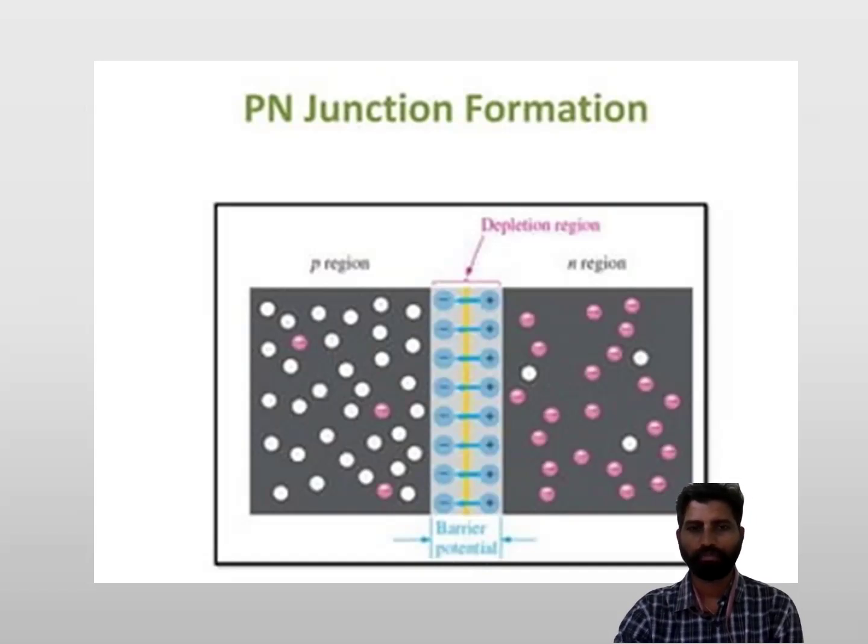So when the P region and N region are placed next to each other, diffusion takes place, and finally they form a junction, which we call a depletion region. The depletion region consists of negative and positive charges from the P-type and N-type, and these are immobile ions. In this region there exists a potential called the barrier potential.